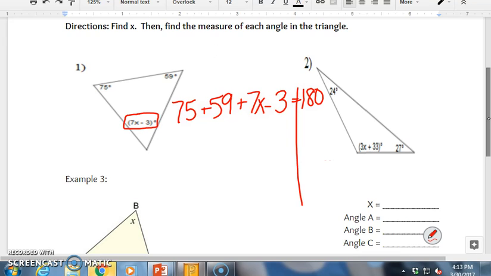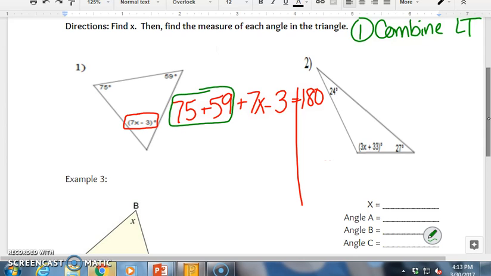Guys, now you're just solving a multi-step equation, okay? The first thing you are still going to do is combine your like terms. So if I have whole numbers, I have to put them together. Now be careful, that's a negative 3. So 75 plus 59 minus 3, I get 131. And then I have to put plus 7x equals 180.